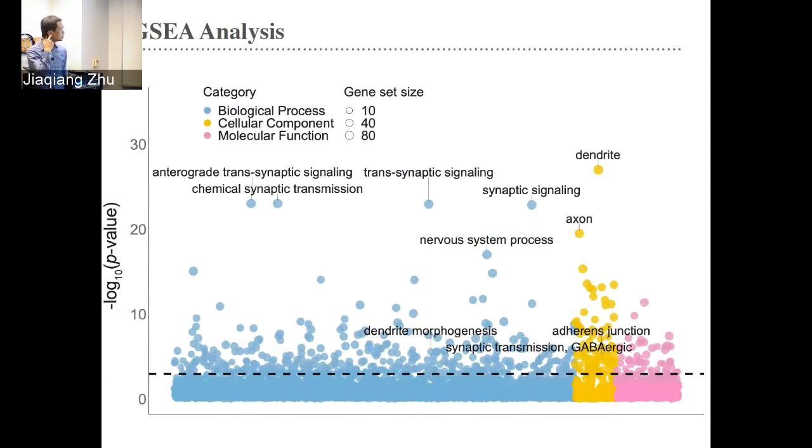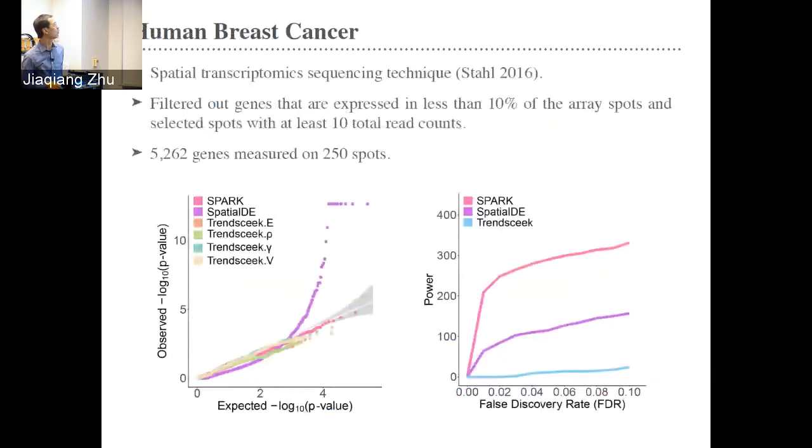We also performed gene set enrichment analysis. In this part, the y-axis is the negative log 10 p-values from the pathway enrichment analysis, and the dashed line represents the p-value cutoff of 0.05. Each dot here represents a GO term or a KEGG term. From this result, we can see the importance of dendritic morphogenesis for the granular layer, and synaptic connectivity and cell adhesion for the nerve layers. The second data set we examined is from human breast cancer. This is also based on spatial transcriptomics.